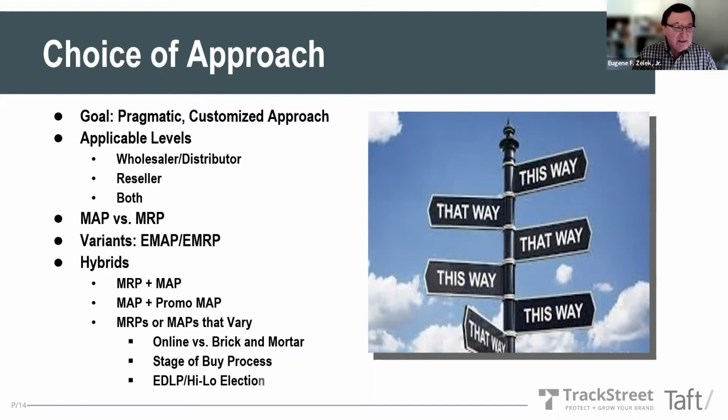And then another one that has evolved is MAPs or MRPs that vary. That is, clients want to set one MAP or MRP for online versus brick and mortar, or stage of the buy process. We've had some clients that say, hey, we want one MAP or MRP for the product page, and we want another one in the cart.